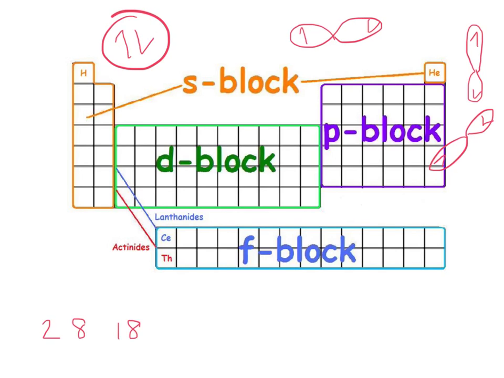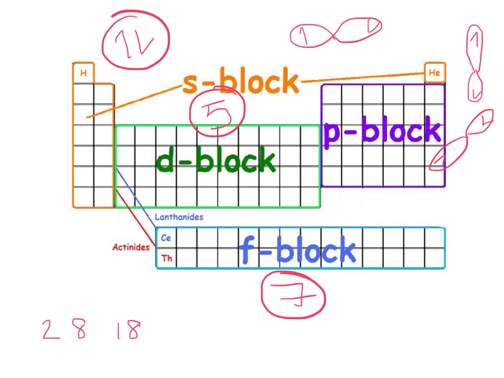D block can hold 10 electrons, 1, 2, 3, 4, 5, 6, 7, 8, 9, 10, which means D block actually has 5 orbitals in it, right? 10 divided by 2. And then F block, because it has 1, 2, 3, 4, 5, 6, 7, 8, 9, 10, 11, 12, 13, 14, that means that F block actually has 7 orbitals in it. So the periodic table is pretty well organized for you to figure out where the electrons are in each atom.